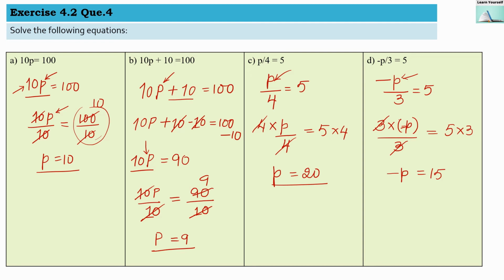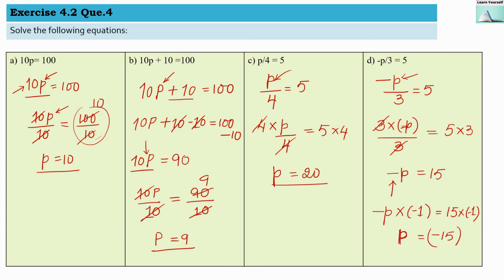Now to remove this minus sign, we have to multiply both sides by minus 1. So minus p multiplied by minus 1 equals 15 into minus 1. Minus p times minus 1 will become plus p, equals minus 15, which will be the answer.